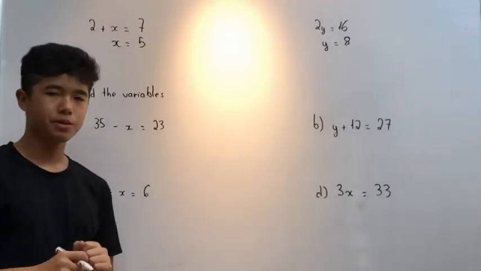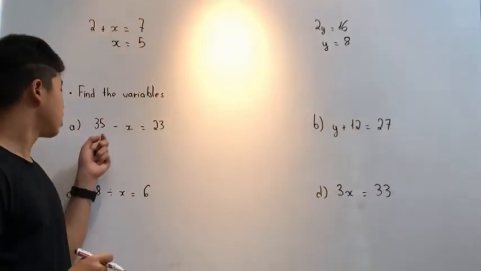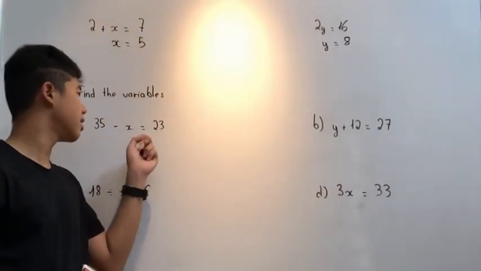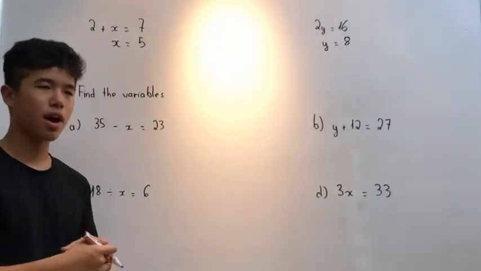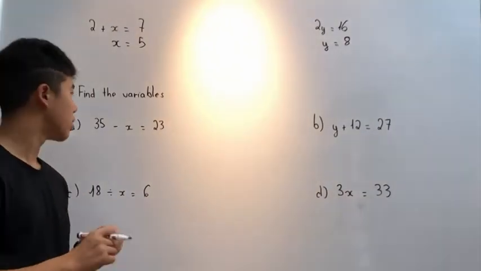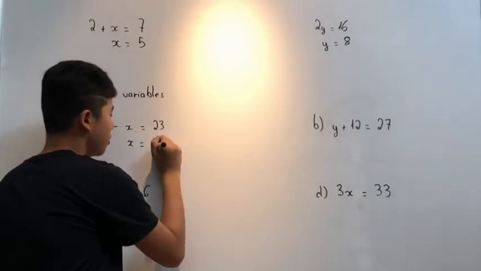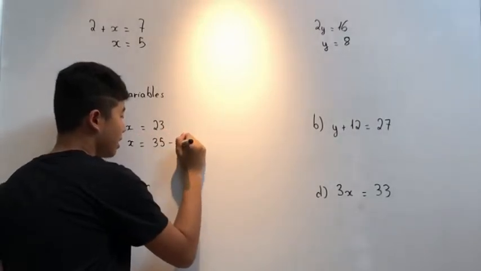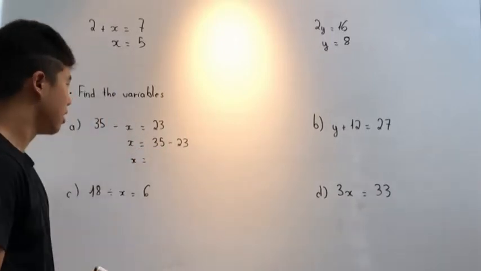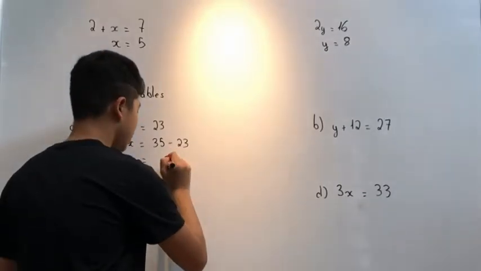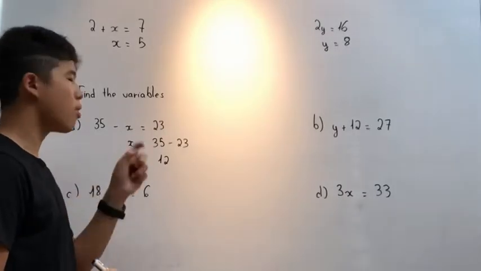Find the variable, so find the letter. What is the letter? 35 minus x equals 23. So what number does 35 minus to get 23? To solve this in the easiest way, you will take 35 minus 23 and then you get the answer. 5 minus 3 is 2 and 3 minus 2 is 1. So the answer is 12.